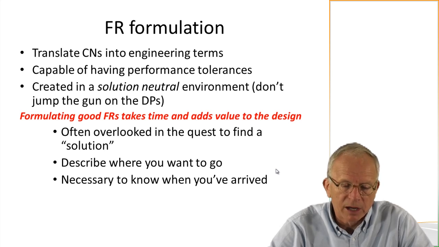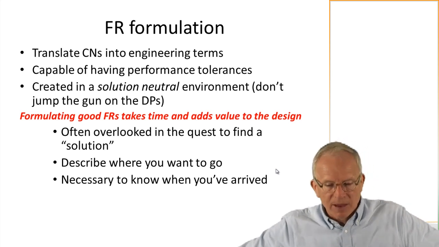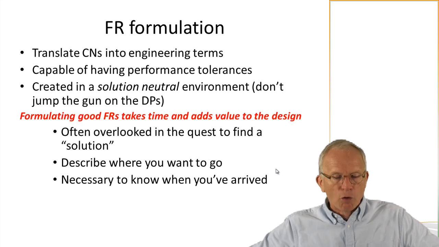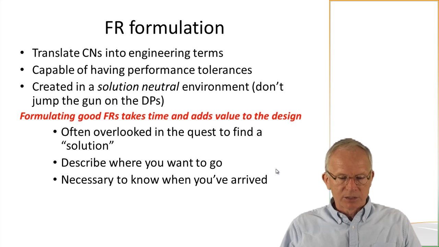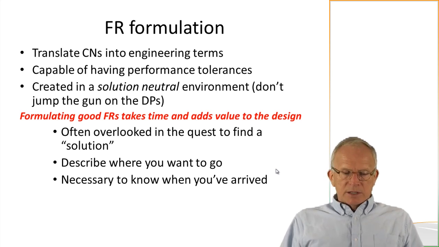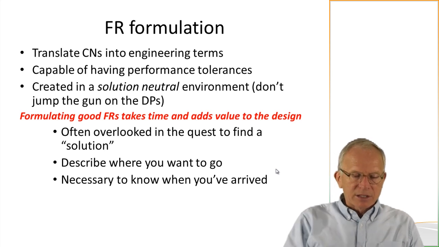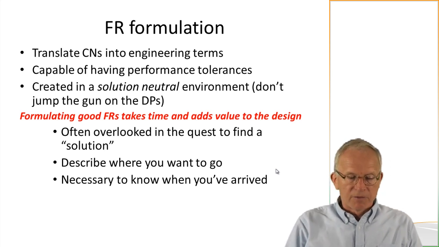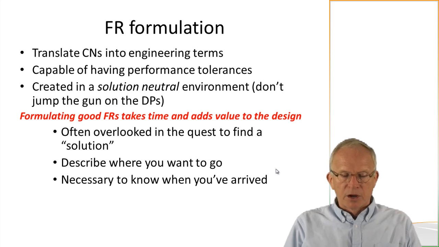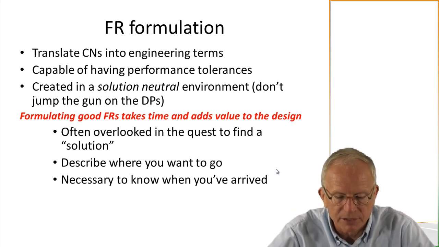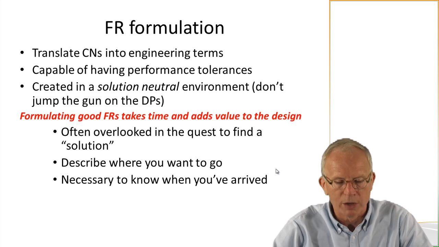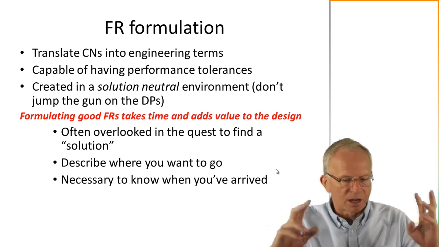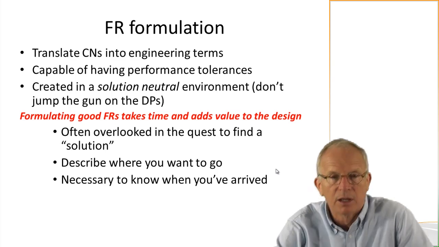Often the FR, getting the quest to find or trying to get the FRs appropriate, is often overlooked when we try to find the solution. So the DP is essentially the design solution. So we get sort of fixated on that and then forget to carefully define the functions that we're trying to fulfill with the different solutions. So as I'm fond of saying, the FR tells you where you want to go, and if you don't know where you're going, you don't know when you've arrived. So if the FR defines the tolerances and so forth, and you can meet all of those, then you're done.